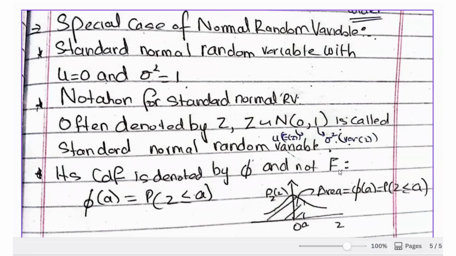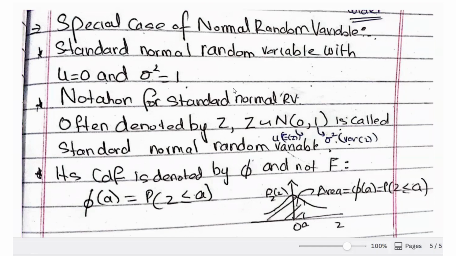And instead of f, which we typically use for the CDF, we denote its CDF by phi. So phi of a is the probability that z is less than or equal to a. So for a standard normal random variable, we use z to denote it, and for its CDF, instead of the typical f, we use phi. So that's a special case of a normal random variable.